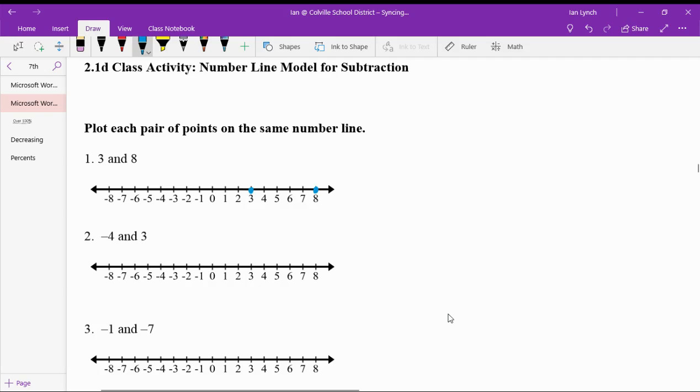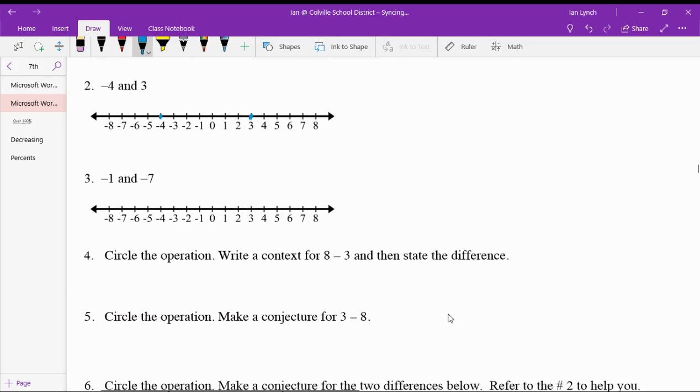Just 3 and 8. All right, now let's plot -4 and +3. So -4 is here. +3 is right here. Easy. Now we need to plot -1 and -7. So -1 is right here. -7 is right here.